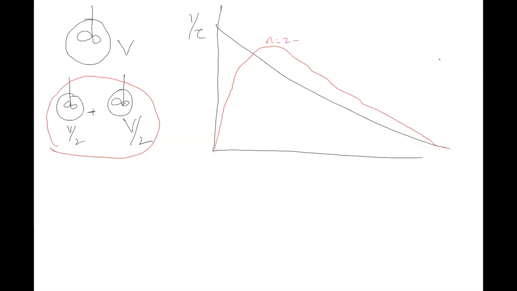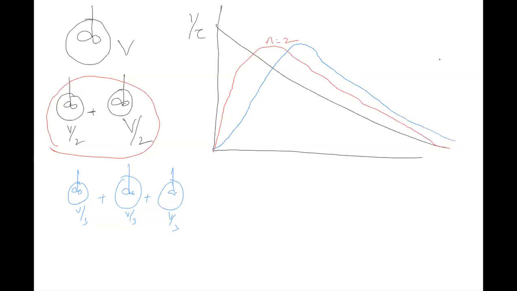Now, if I split into three CSTRs in series, V by 3, V by 3, V by 3, then what happens to the RTD? Like this. So this is n equal to 3, this is n equal to 2, n equal to 1.